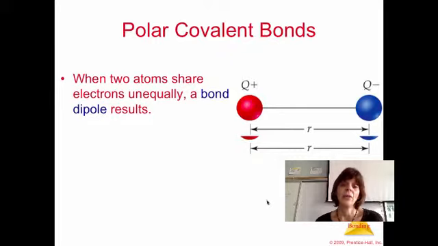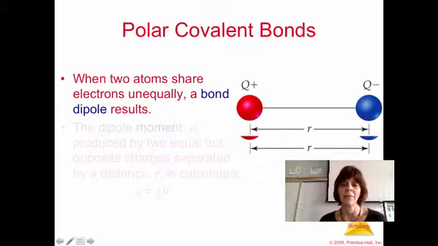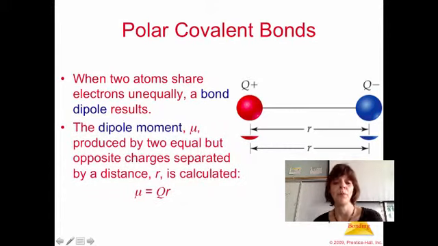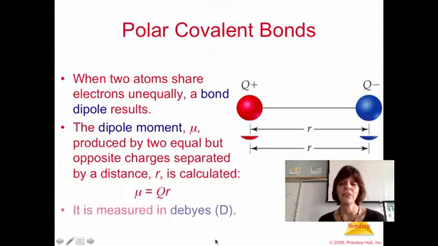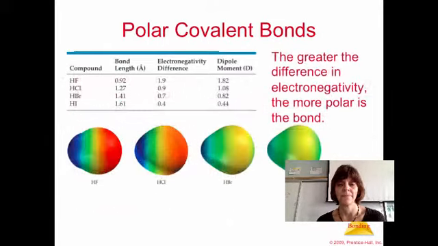All right, so when you get polarity, you have something called a bond dipole that can be measured with a dipole moment. It's not something we're going to calculate, but just FYI, you take the charge times the distance between the ions, and that gives you something measured in Debyes, which is a dipole moment. The bigger the dipole moment, the greater the charge difference between the two bonds, or two atoms.